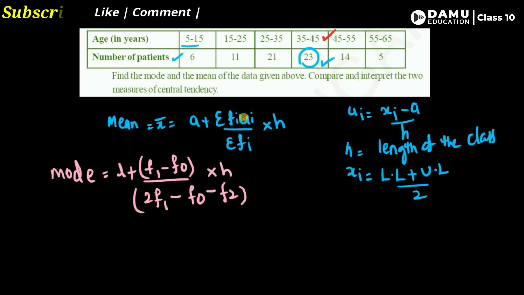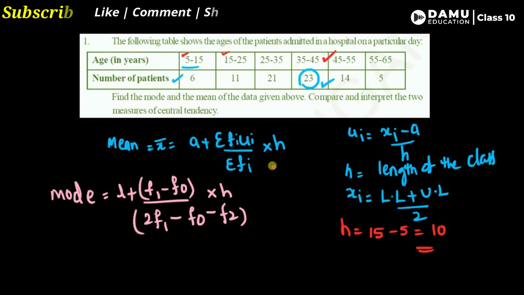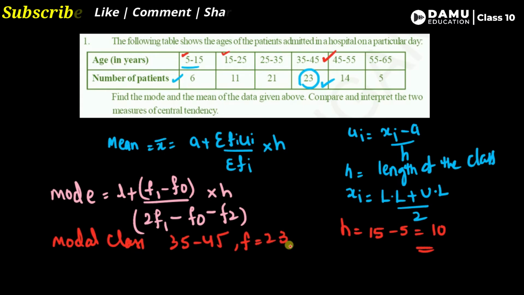Now h we need to calculate. h is the class length, the difference between two successive lower limits or two successive upper limits. So the difference, 15 minus 5, gives 10. So the class length h is 10. Let's move on to the substitution of these values. 35 to 45 is the modal class, and its frequency is 23.